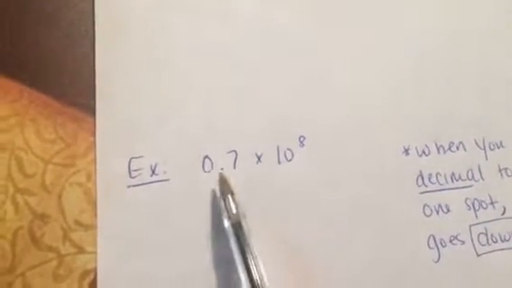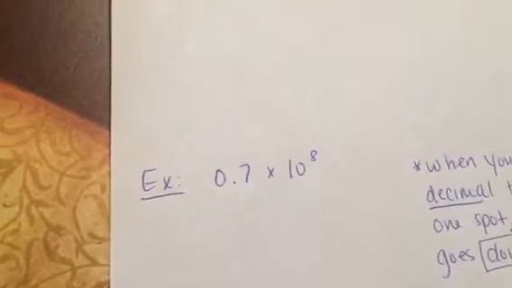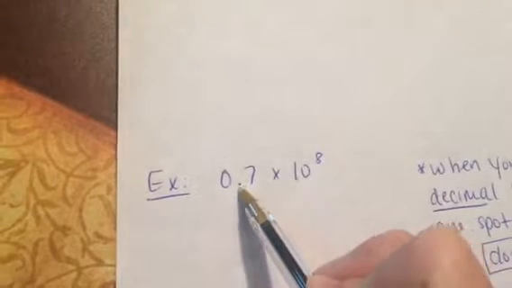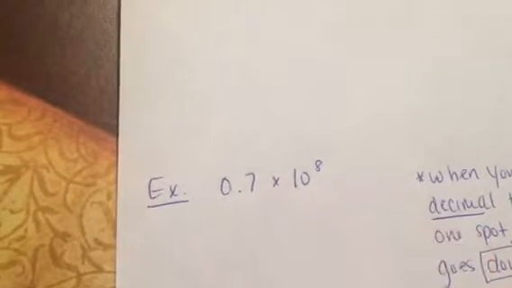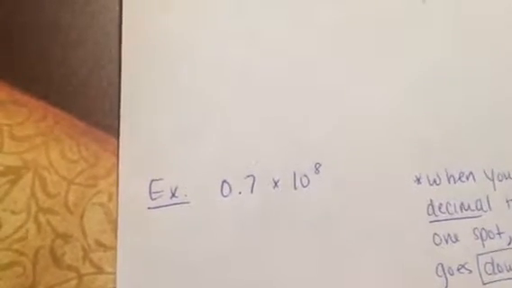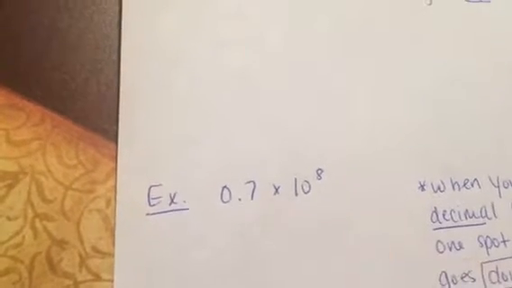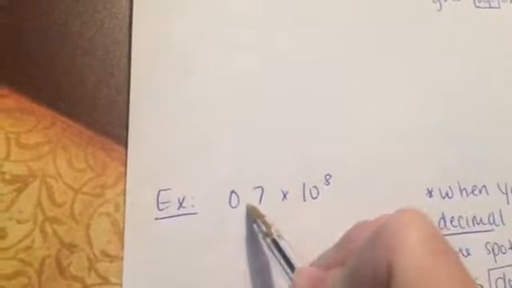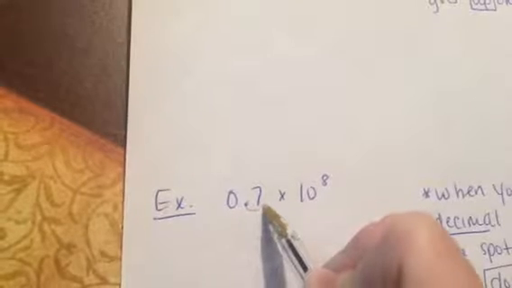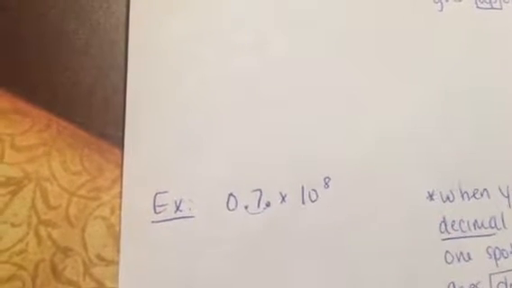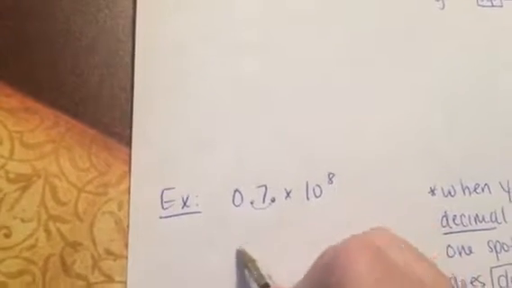All right, here's another example when you have to move the decimal to the right. We have 0.7 times 10 to the 8th. In this case, this first factor is not greater than or equal to 1 and less than 10, so we have to change that. We have to rewrite this in scientific notation. In this case, we have to move the decimal to the right 1, to make that 7.